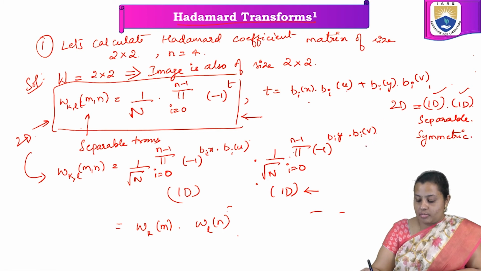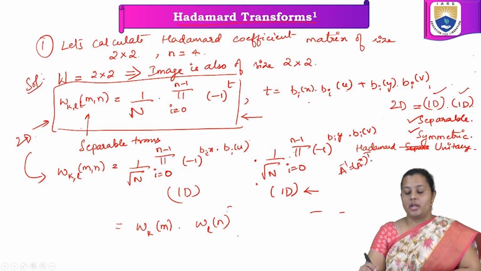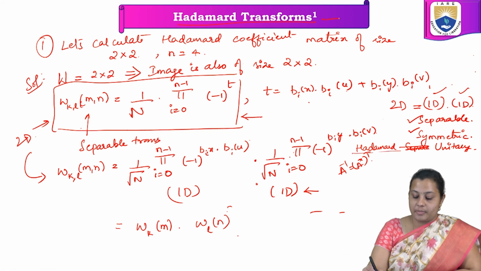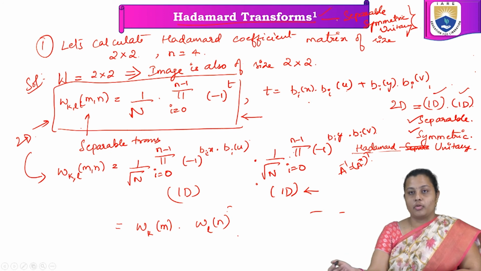So from this example, we have observed that our Hadamard transform is separable, symmetric, as well as a unitary matrix. Unitary matrix means A inverse equals A star conjugate transpose, right? So my Hadamard transform is separable, symmetric, as well as a unitary matrix. So these are very important parameters for a transform matrix or transformation techniques.